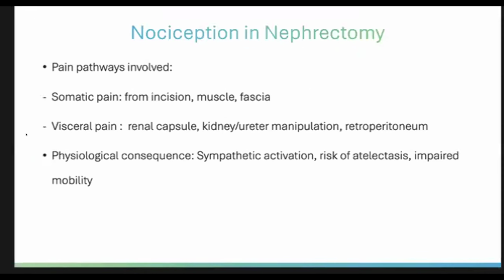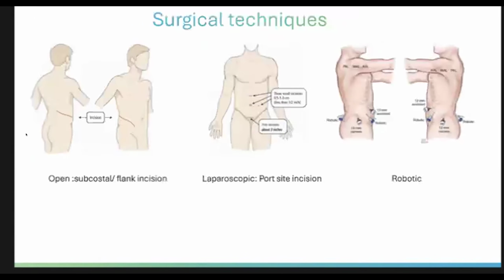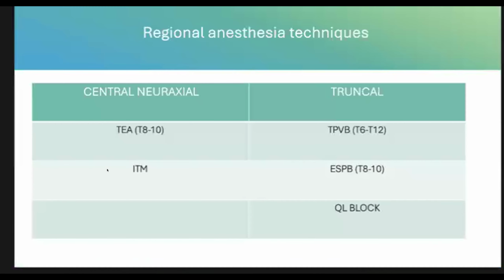Because of this nociception, there can be sympathetic activation leading to hypertension and tachycardia, risk of atelectasis and impaired mobility in the postoperative period. The surgical techniques that are used for radical nephrectomy are open, laparoscopic or robotic procedures. So other modalities that we can use for analgesia in radical nephrectomies are central neuraxial and truncal techniques. Central neuraxial includes the thoracic epidural and intrathecal morphine, whereas the truncal includes thoracic paravertebral block, erector spinae plane block, or the quadratus lumborum block.